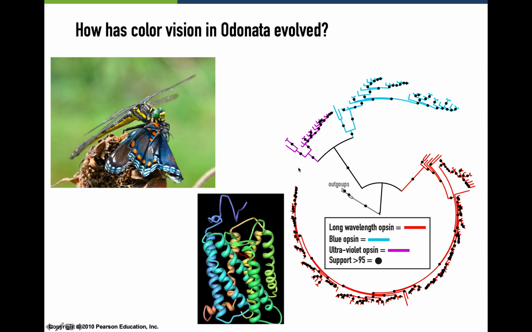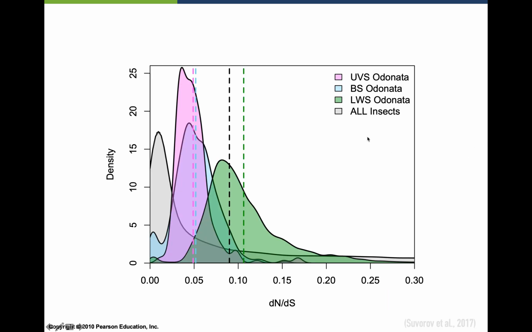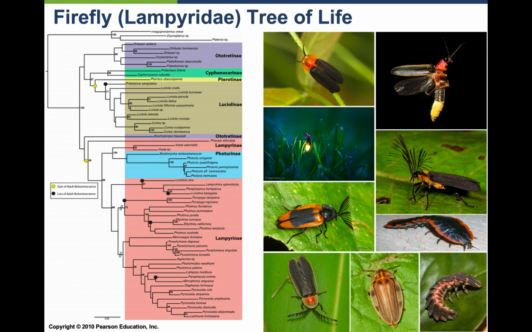But ultraviolet has the highest level of selection, blue has the next highest level of selection, and then the red here is pretty relaxed, and we can see the same thing here. Here's the ultraviolet, right, and this is the amount of selection there. This is the blue and the amount of selection there, and then the amount of selection here, represented in green for the long wavelength opsins.